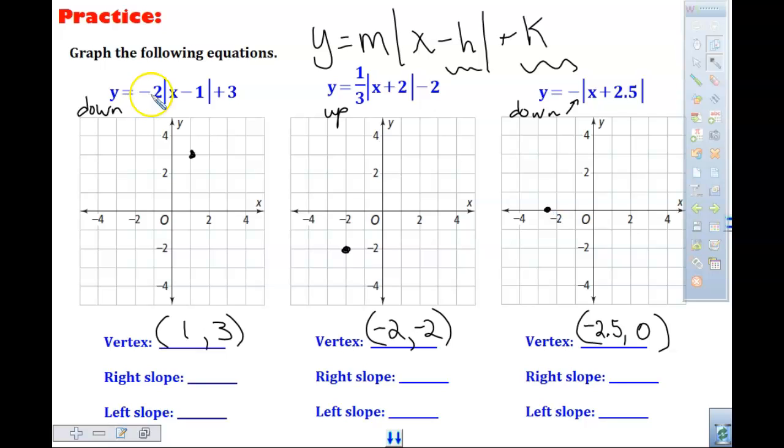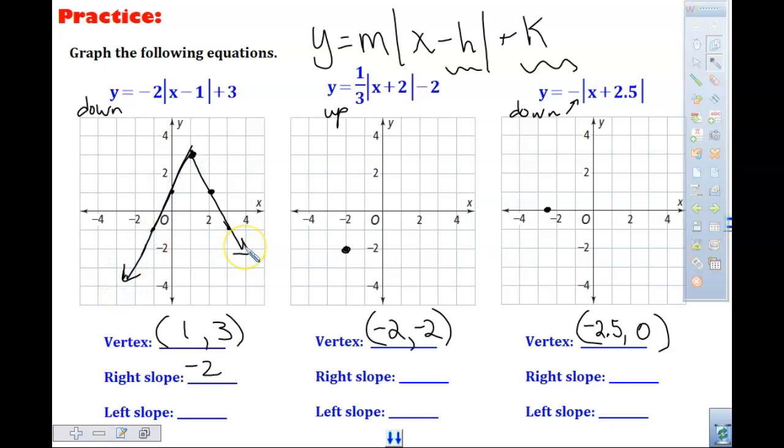So, we know the slope is negative 2. I know this one was going down, so down 2 and over 1, which this is then which slope, my right or left? This would be the right slope, right, down 2 and over 1. So the right slope is negative 2. The left slope is down 2 and over 1. That's a positive slope, right?